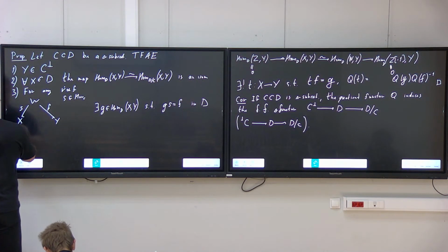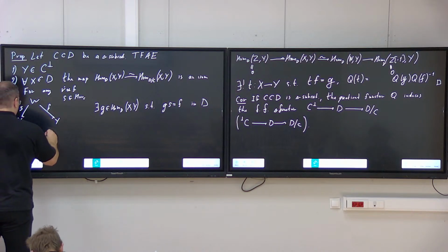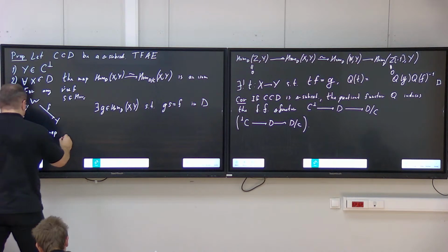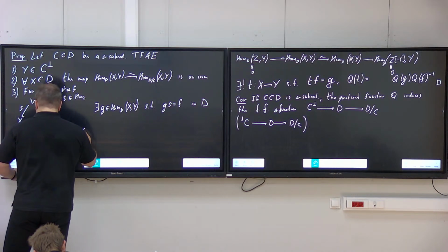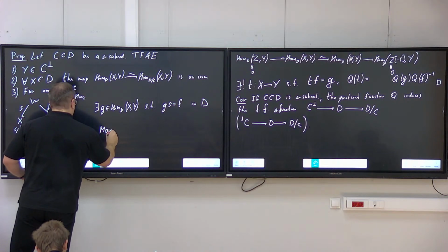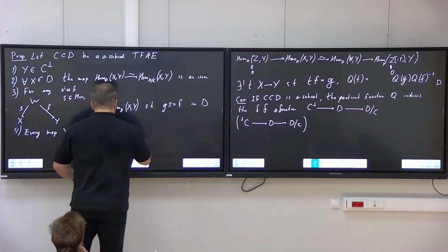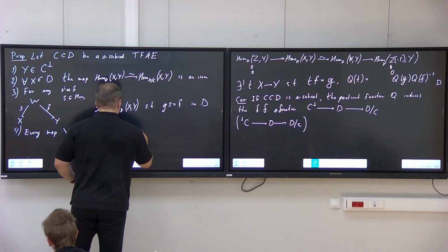And finally, 4: every map from Y to X, which is a map in mod C. Right, so I'm assuming that I have a map in the mod C. So any such map in the mod C is a section.